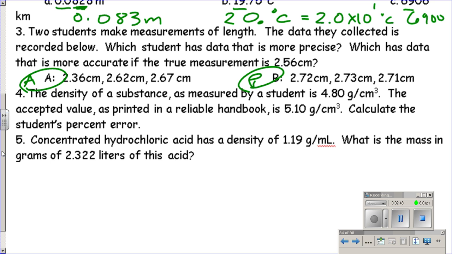Okay. This was the one that we just need to practice with, the percent error. And I think after your lab yesterday, you're pretty confident in that one now. So if you have a student that's experimentally measuring 4.8 grams per centimeter cubed, and the accepted value, this is the true value, in a reliable handbook, that's usually where we get stuff, or online, is that value. How do you find percent error? What's the formula?